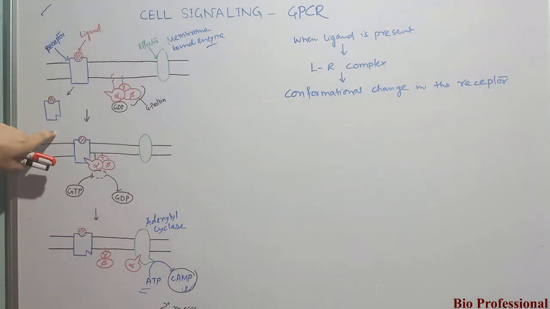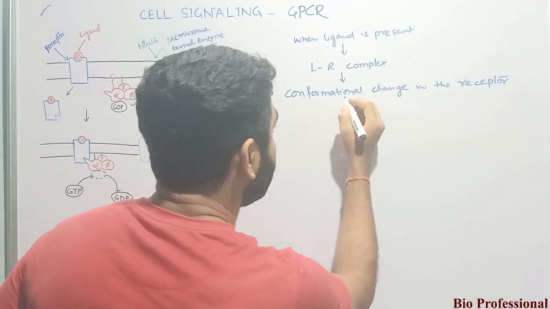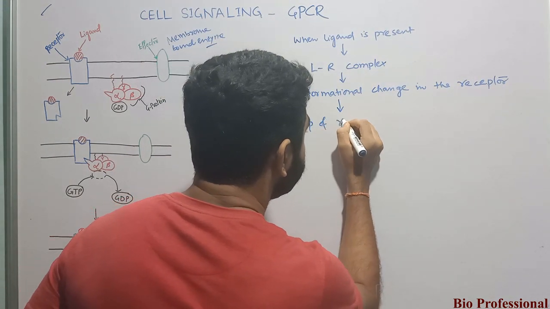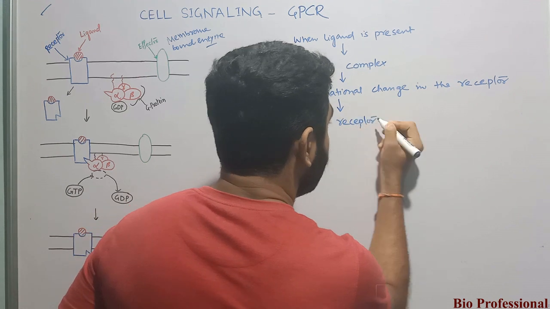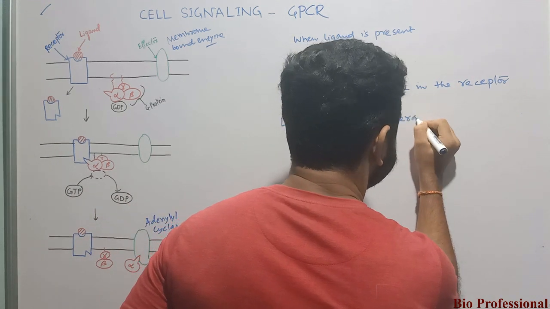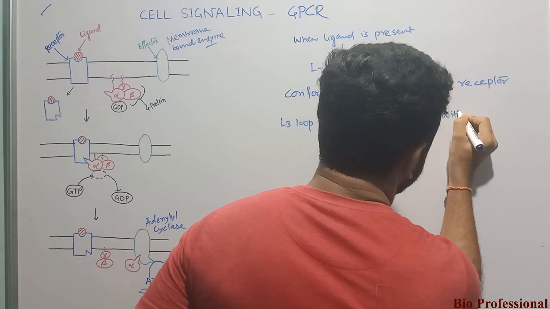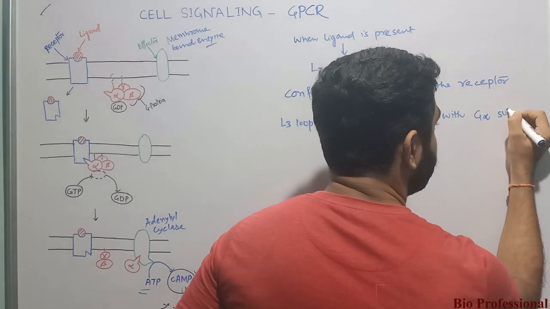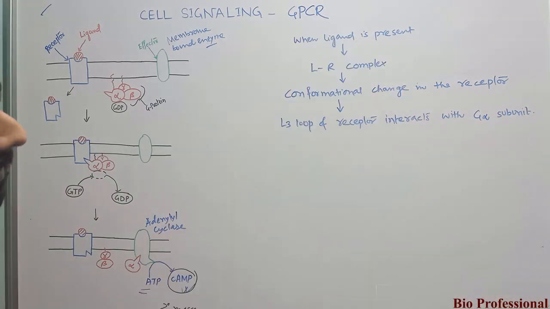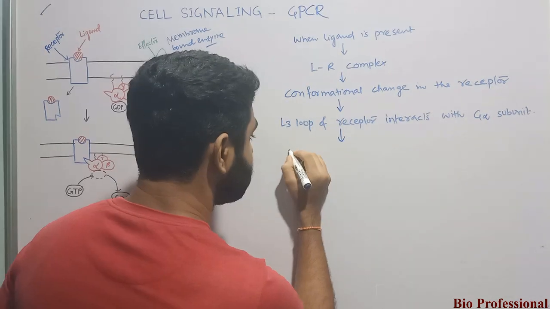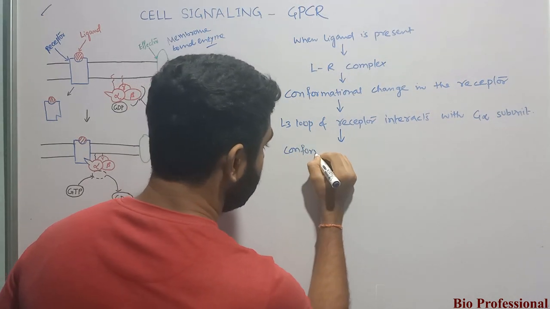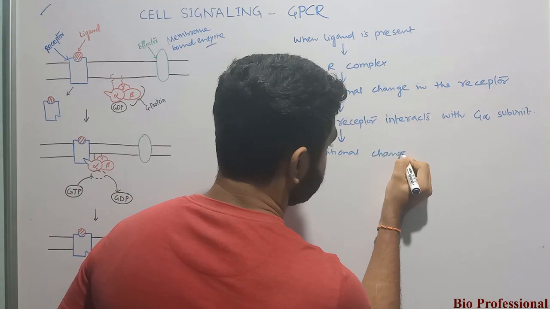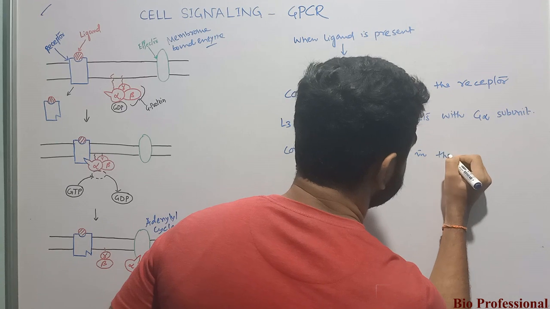Now the receptor has 3 loops. We know that now the L3 loop of the receptor interacts with the G alpha subunit. Fine. Now the conformational change in the G protein.